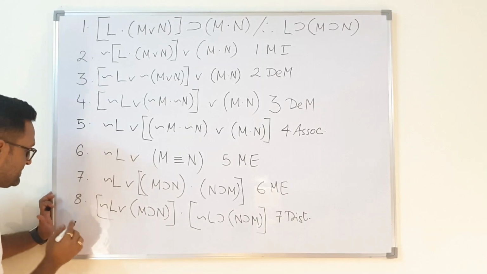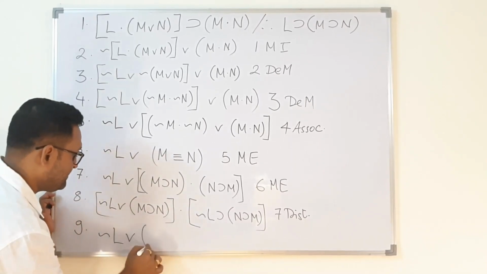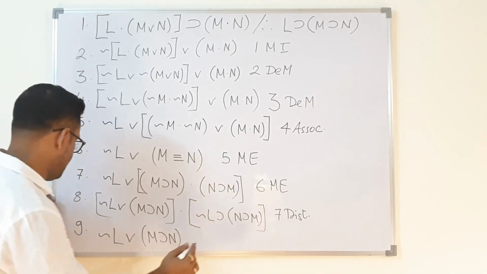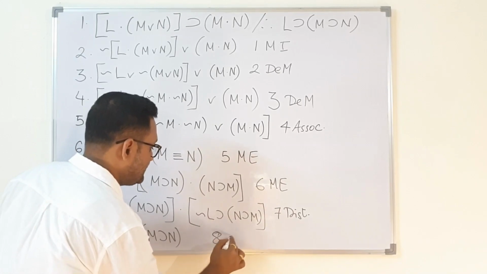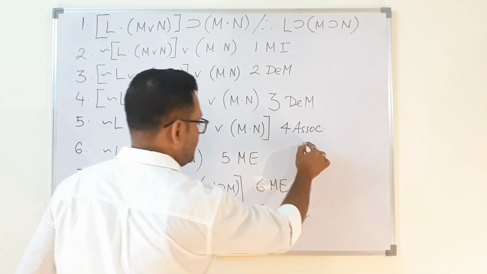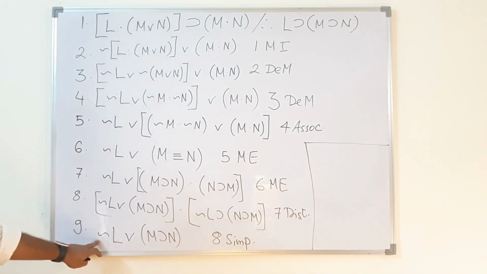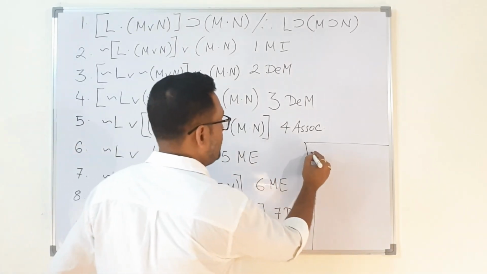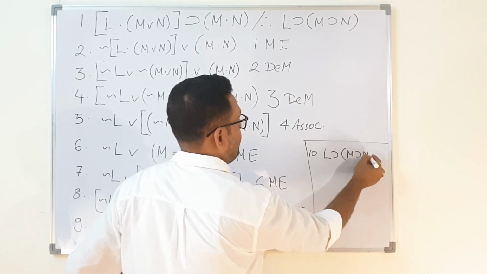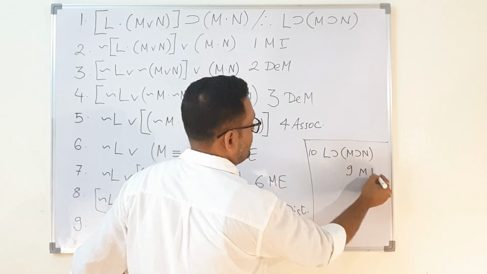Now I will simplify this part. 9: negation of L wedge M implies N. Fine, I leave this part. So I will say 8, simplification. After that there is only one step which is required, and that is negation of L wedge... this will be L implies M implies N. So I have used on 9 material implication.